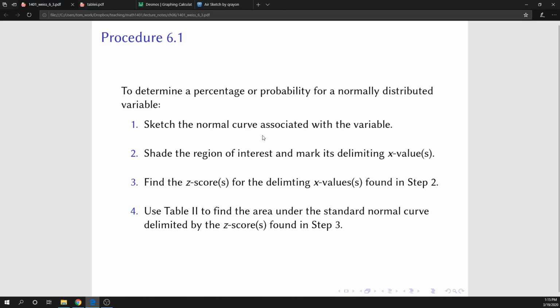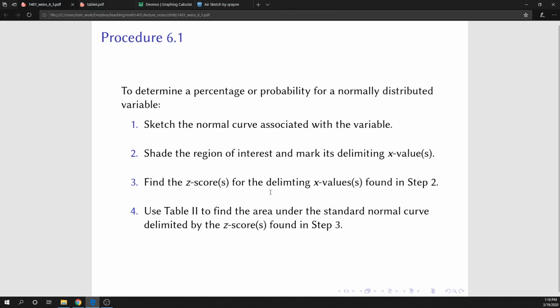It doesn't have to be super accurate, but a lot of times that picture will help you think through the problem. We're going to be finding percentages or probabilities, so those are areas underneath the normal curve. Shade in the region of interest, which will basically be given to you in the problem, and mark its delimiting values, the values on the edge of the region. Then find the z-scores for those delimiting values, similar to what we did in section 6.2, and use table 2 to find the area underneath the standard normal curve.